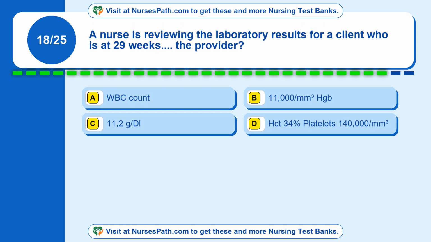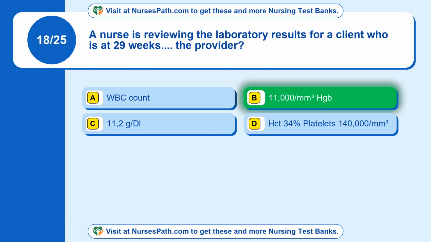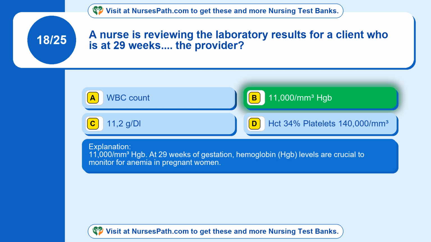Question 18. A nurse is reviewing the laboratory results for a client who is at 29 weeks of gestation. Which of the following findings should the nurse report to the provider? Option A, WBC count 11,000/mm³. Option B, hemoglobin 11.2 g/dL. Option C, HCT 34%. Option D, platelets 140,000/mm³. The correct answer is option B, hemoglobin 11.2 g/dL. At 29 weeks of gestation, hemoglobin levels are crucial to monitor for anemia in pregnant women.